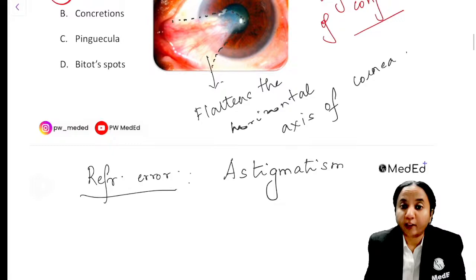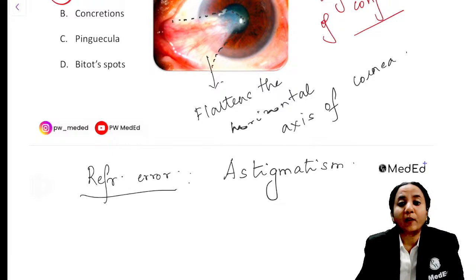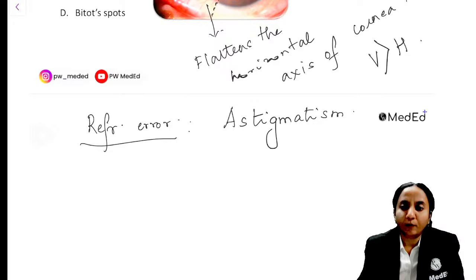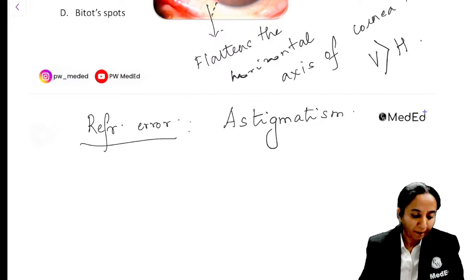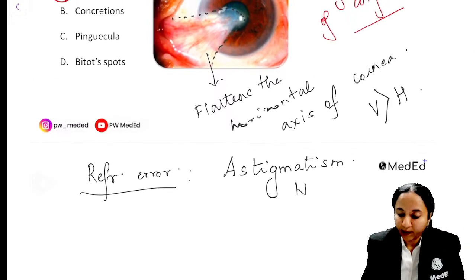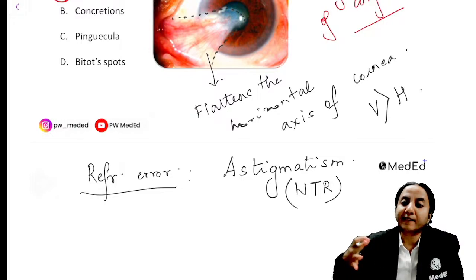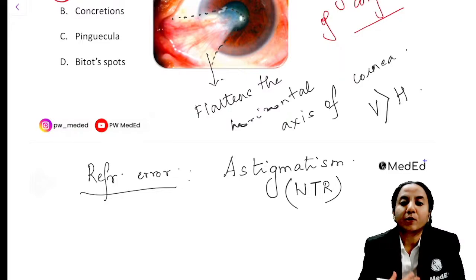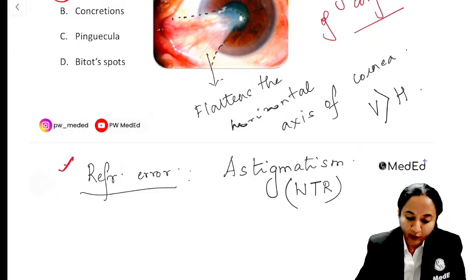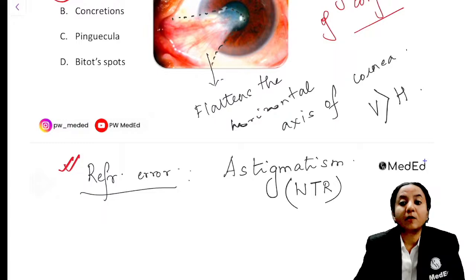Now I want to take it a step further. Think and tell me whether this is going to be with the rule or against the rule. With the rule means that the vertical is more curved than the horizontal. By definition, that's what it is. Here, the horizontal axis is getting flattened. So pterygium causes with the rule astigmatism, WTR, because the horizontal is getting flattened. This is again an important thing to remember.